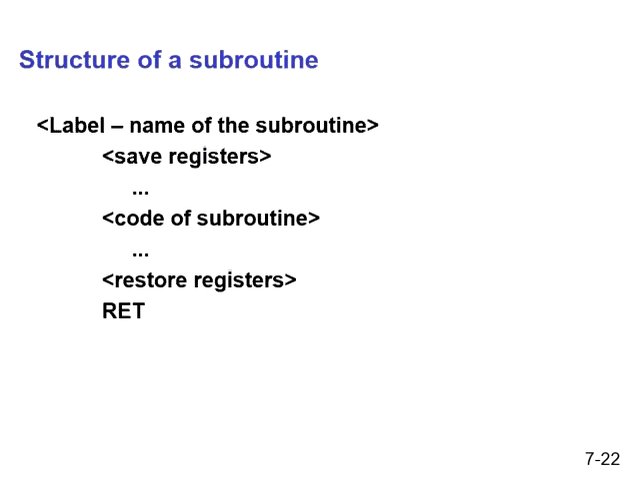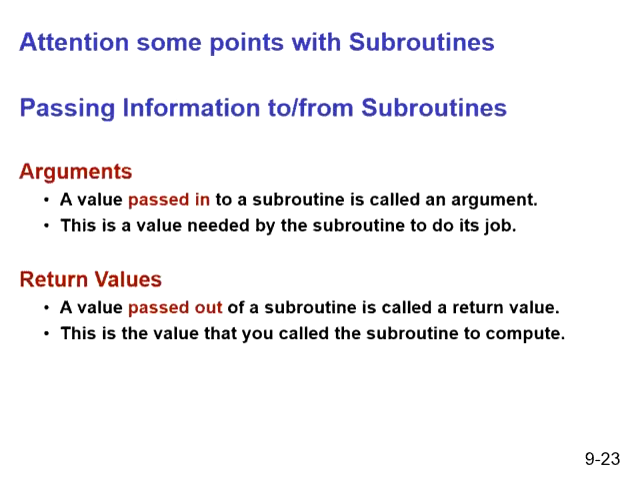This is the structure of a subroutine you just studied. When you write a subroutine and use it in our program, we have to pay attention to some points. The first is the arguments you want to pass to a subroutine, and the values you want to get out, that means return values from the subroutine.